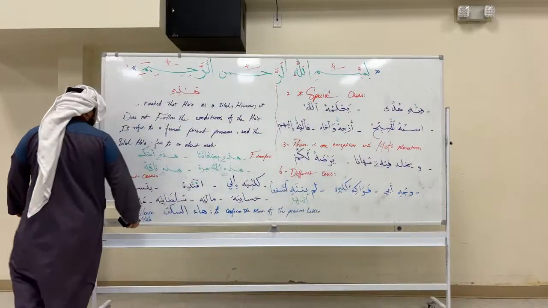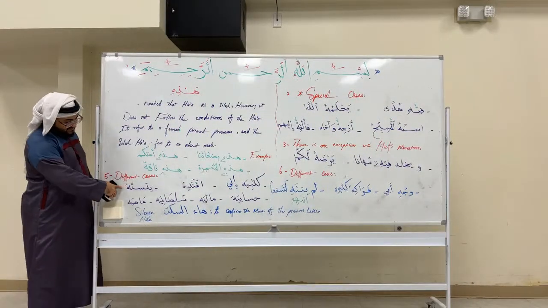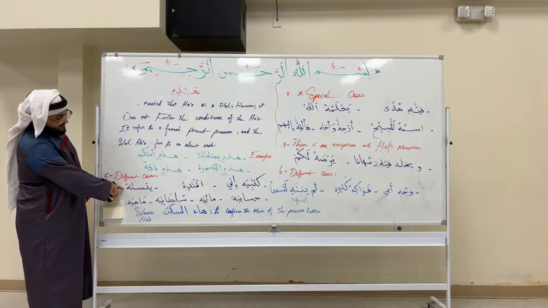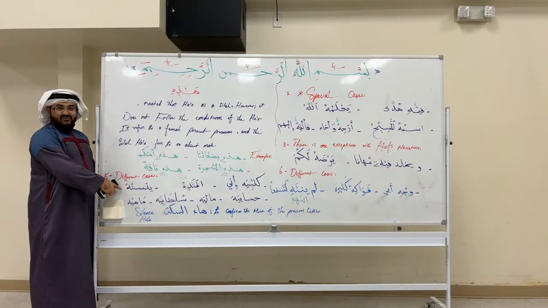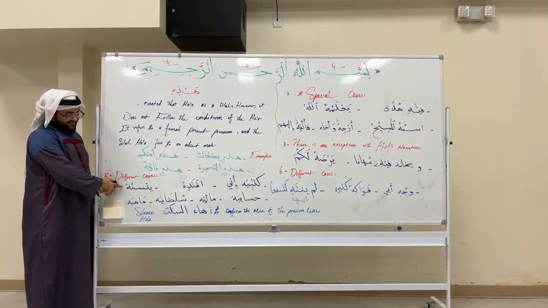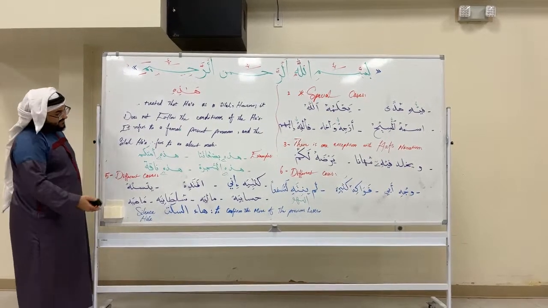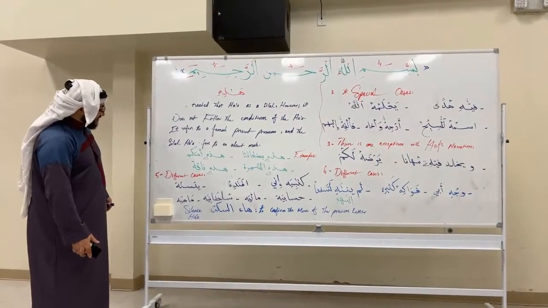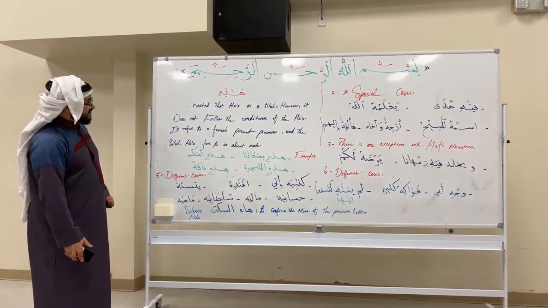First question. What type of حكم is here? هاء السكت. Okay, so it's not صلة. It's not a type of صلة.